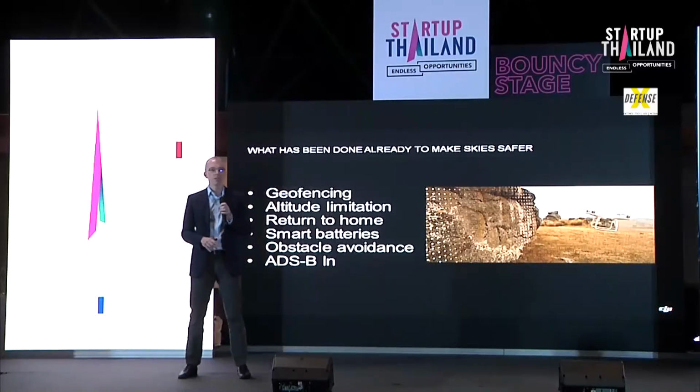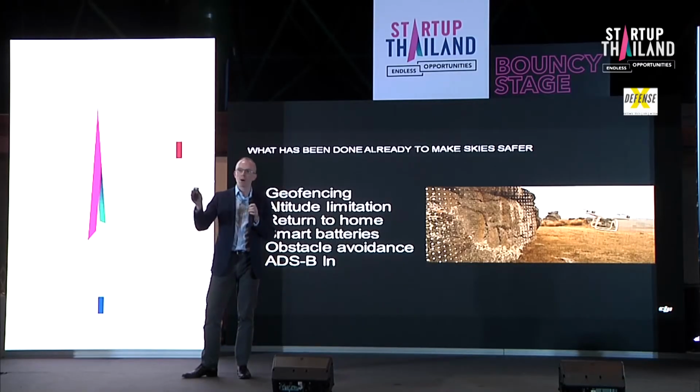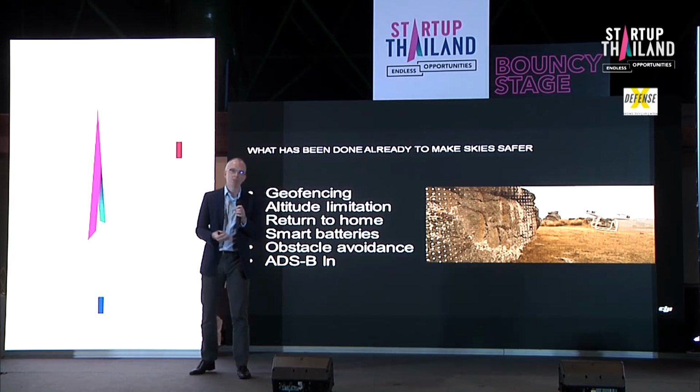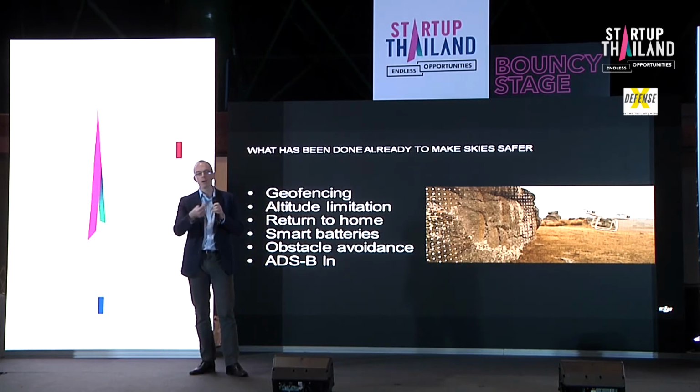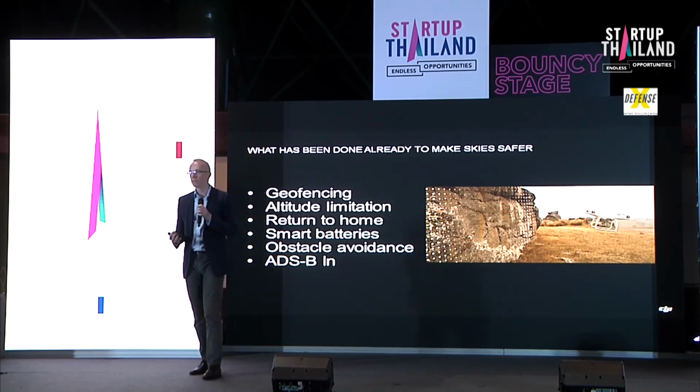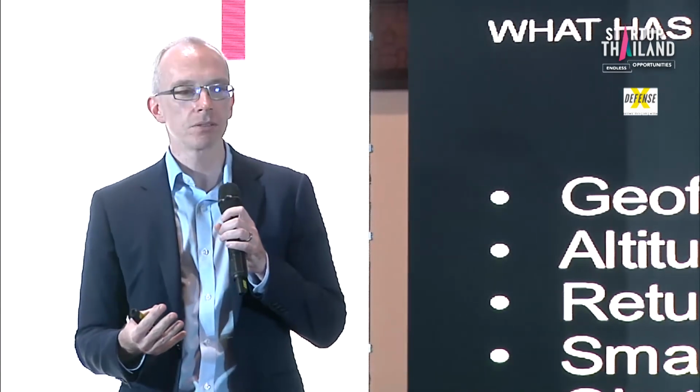Obviously, if you've got something returning to home on its own automatically, you want it to be able to spot other buildings, see what it's going over, and then stop, go up and over or around. And so we have sophisticated cameras around the body of our drones to ensure that they can avoid obstacles.